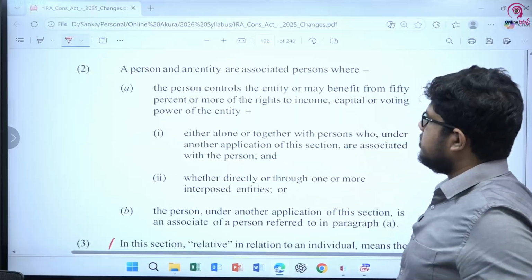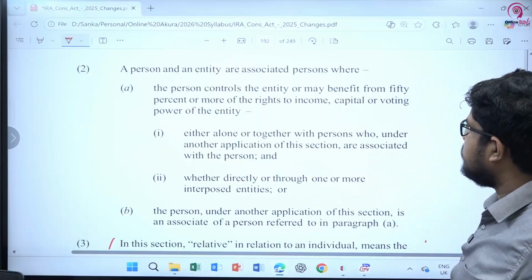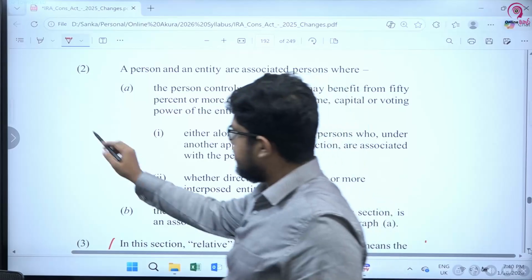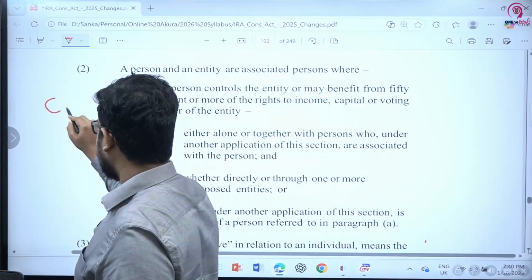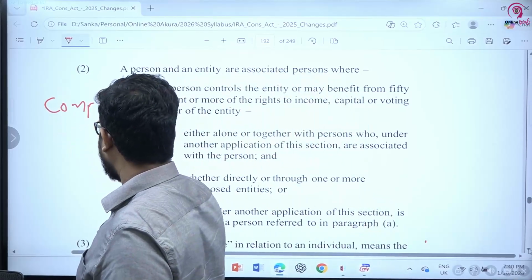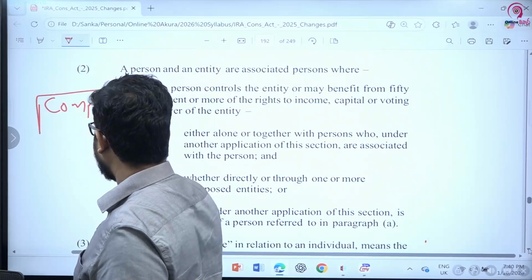A person and an entity are associated persons. Now you are taking a company, let's say a company.